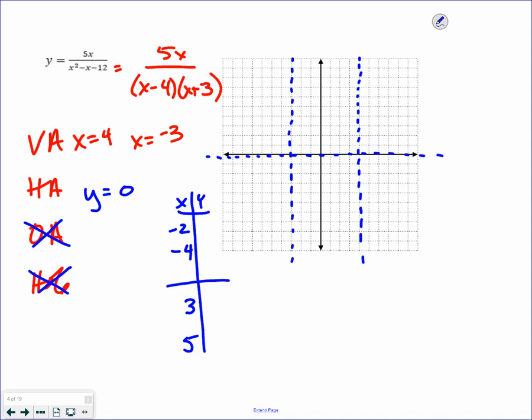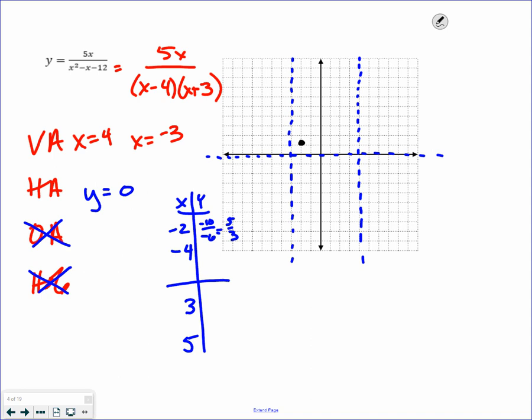All right, so now let's say I plug -2 in for x. I'm going to get 5 times -2, which is -10. And then I'm going to get -2 minus 4, which is -6, times -2 plus 1, which is -1. So I'm going to get 10 over 6, which ends up being positive 5/3. So when I graph that point, -2, positive 5/3, it's right about there on the graph.